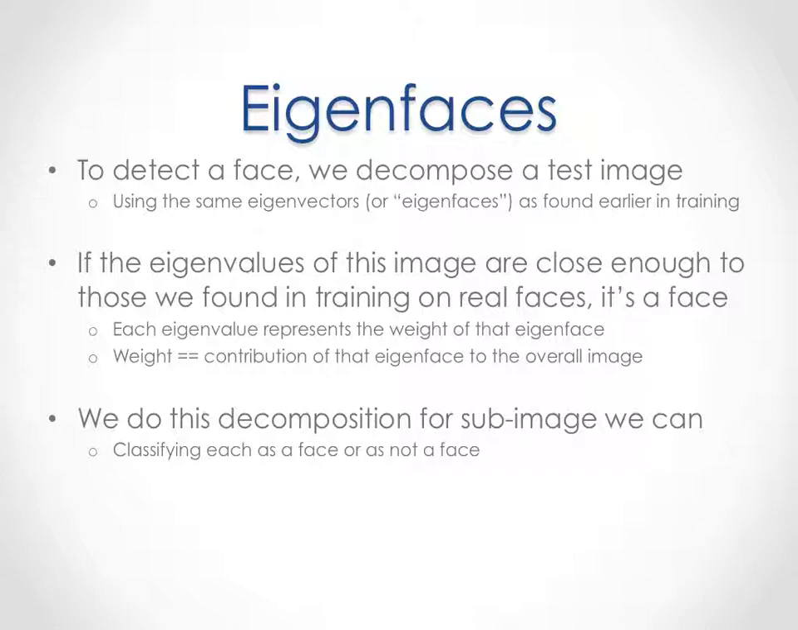A large face when the camera's close up is going to look very different than a face when the camera's far away. So you not only have to test across different positions, you also have to test across different scales. You may take a 50 by 50 pixel area of the image, downsample by 2, use that as a 25 by 25 image, and test that as well. So clearly, very quickly, this is going to get computationally expensive, right?